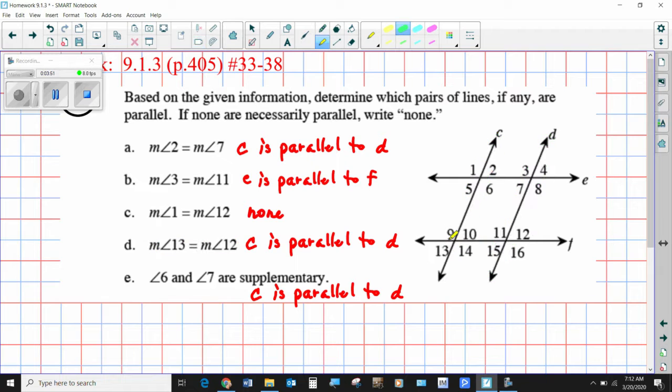And then the last example has supplementary angles. What is it, 6 and 7? Here's 6 and 7. They're on the same side interior of a transversal. If they add up to 180 degrees, that means that line E must be intersecting two parallel lines. So that means that C and D are parallel.